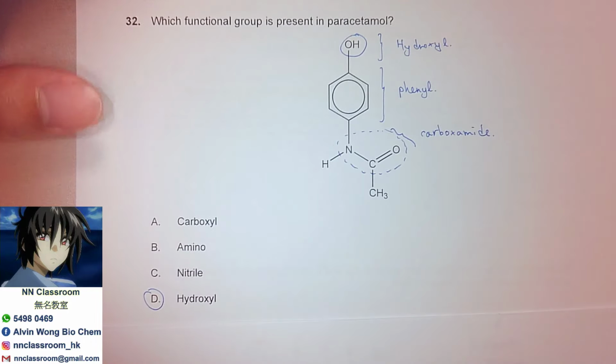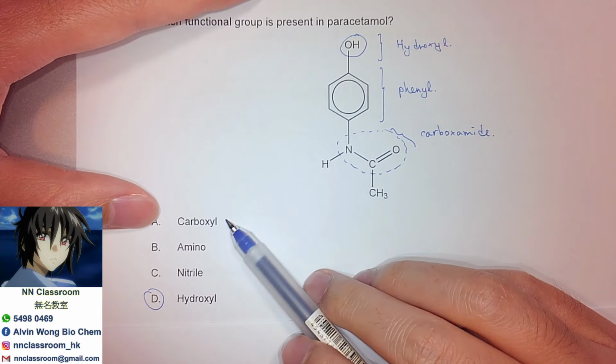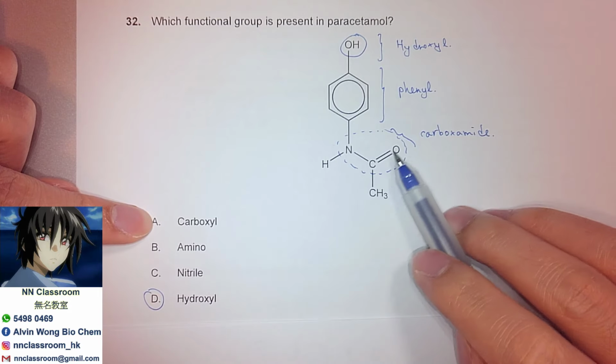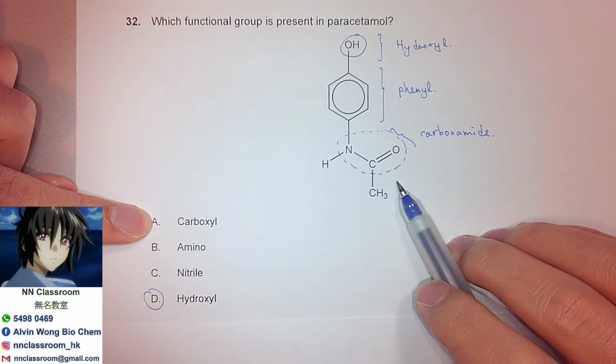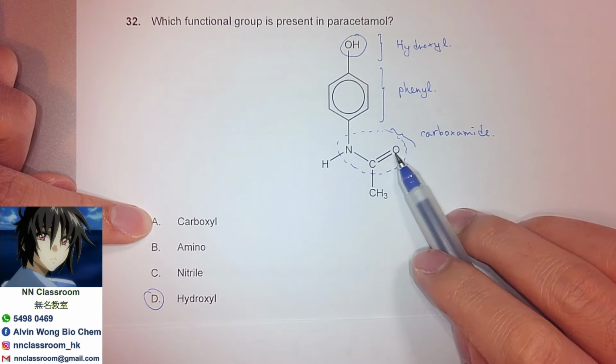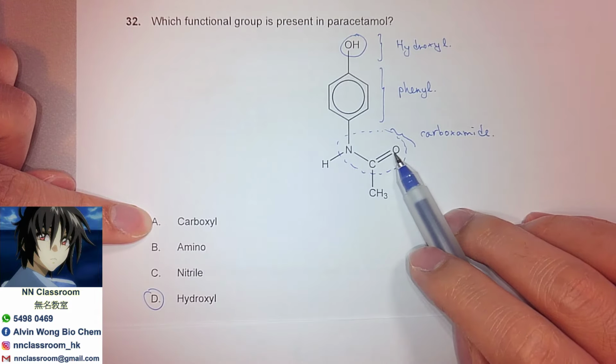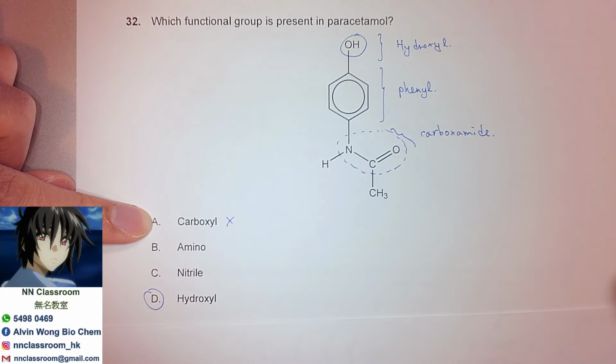But what I want to demonstrate is, what are the remaining options? A carboxyl group simply means the C double bond O needs to link with an oxygen directly. So there must be two oxygens linked to the carbon, but not just one. That's why we don't see a carboxyl group here.